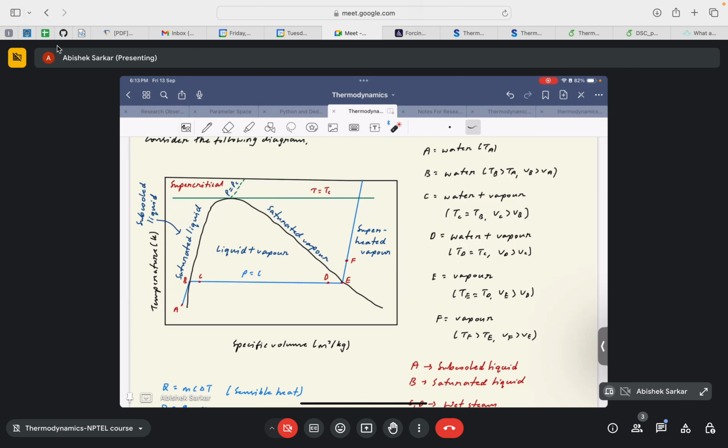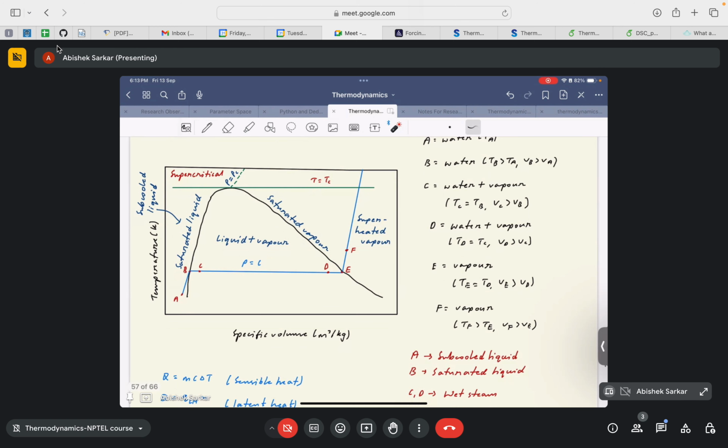Okay, so let me go through it briefly with the example of heating water at constant pressure. This sky blue line is an isobar. This specifically means that we are heating a liquid at constant pressure and observing the different phases that occur while it's heating.